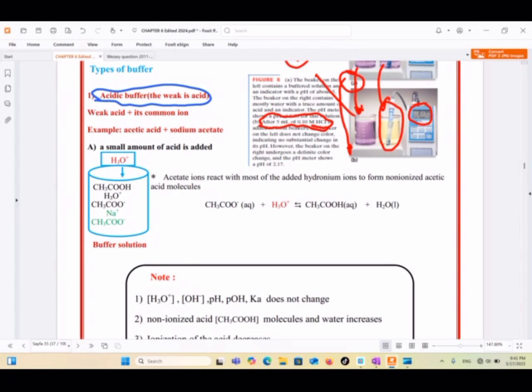Let us talk about the first type, which is acidic buffer. As I told you, we call this an acidic buffer because it's a weak acid.